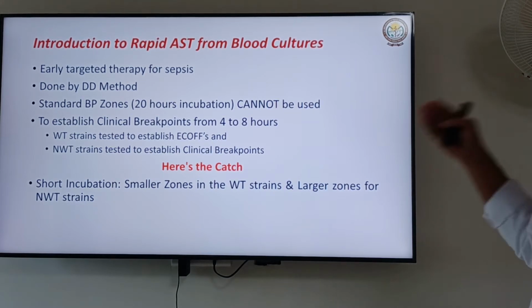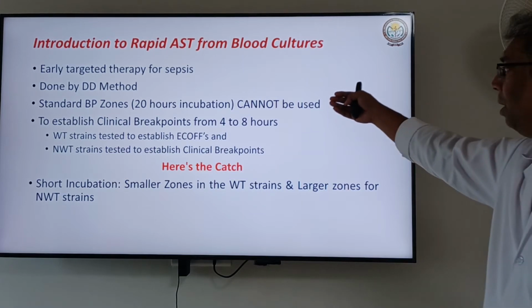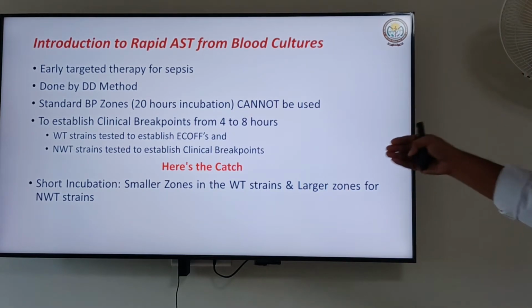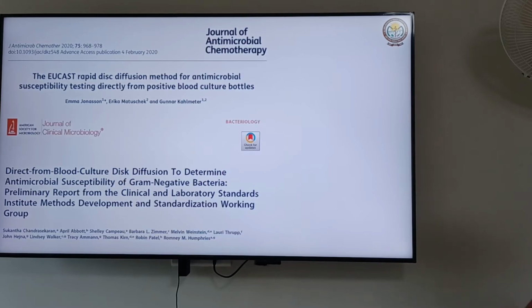So that's one of the things that has led us to the fact that we cannot extrapolate these zones to 4 hours, 6 hours or 8 hours. That is one of the reasons why we cannot extrapolate. That is why we need to develop a newer system or newer methodology for a rapid AST method.